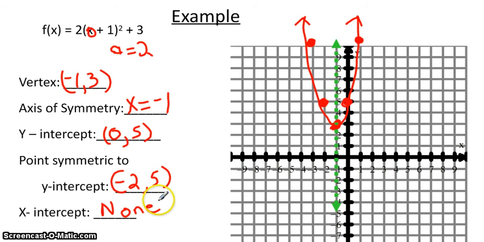And there's an example of how to graph a quadratic function using vertex form. And it's simple, and we'll do some more in class.